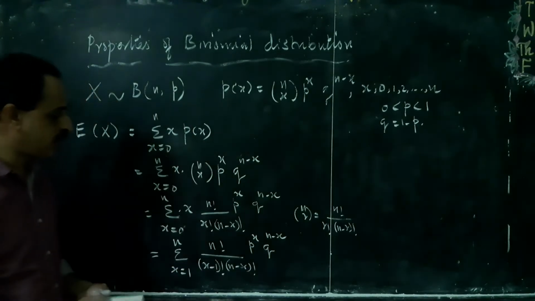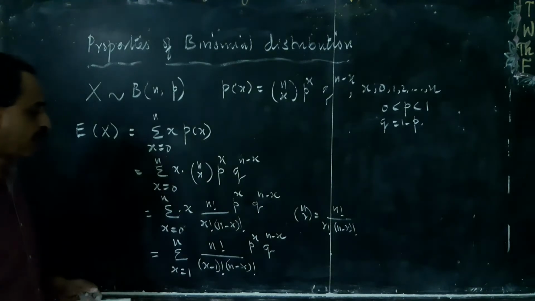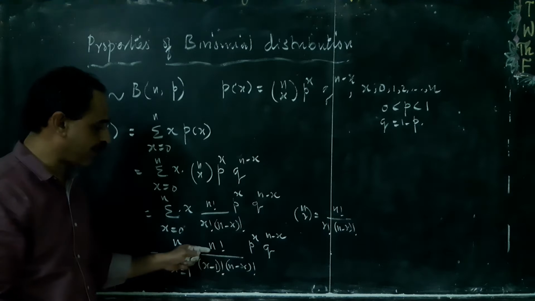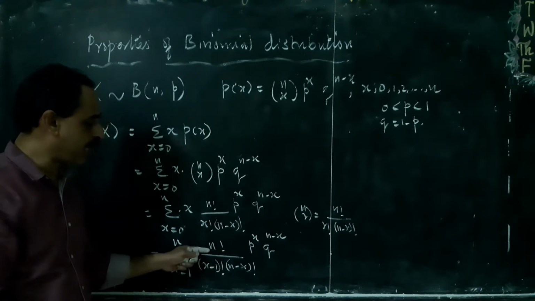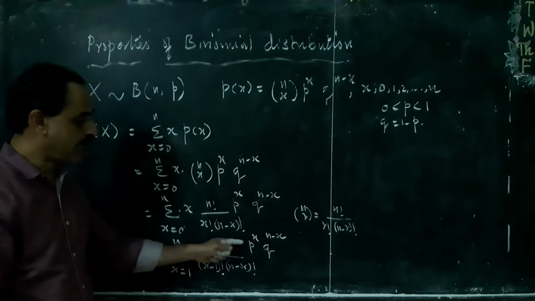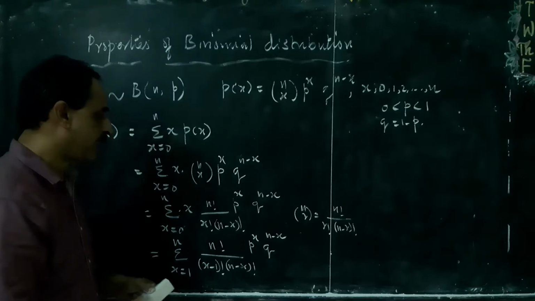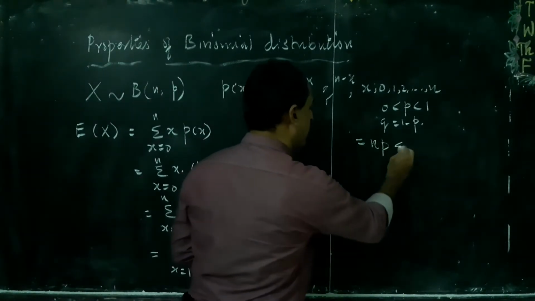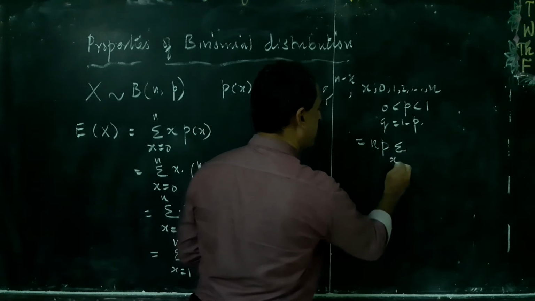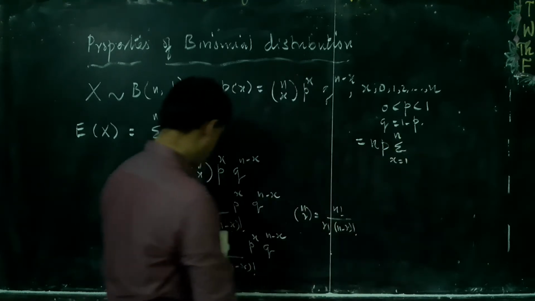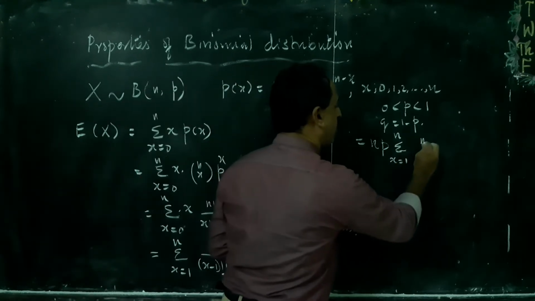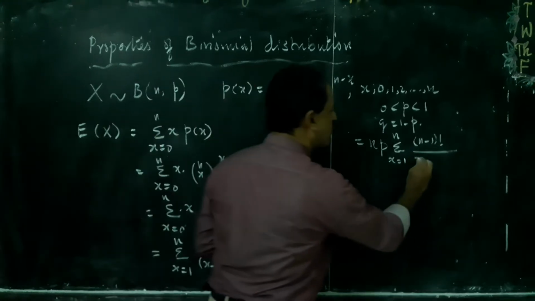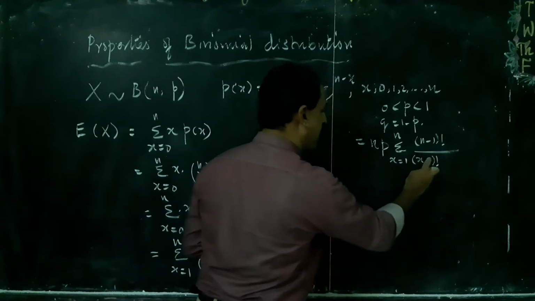Now we can rearrange the terms given in the summation by taking one n outside, the n from n factorial. So the term will be (n minus 1) factorial here and one p from p^x. Therefore, it becomes np outside the summation, x equals 1 to n. This is now (n minus 1) factorial and the denominator will be (x minus 1) factorial.